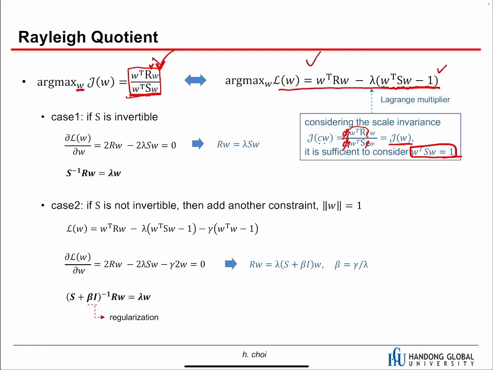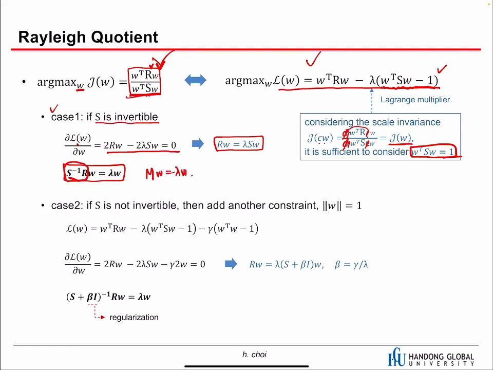So let's solve this problem in general. When S is invertible, like in the previous slide where S was the identity matrix, which is invertible, the previous slide corresponds to this case 1. When we take the derivative of this, we get this equation. And if S is invertible, then we have this equation, and this one is exactly an eigendecomposition problem: the matrix times W is lambda W.